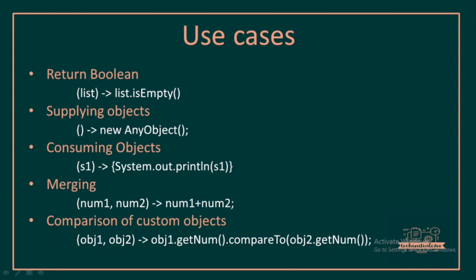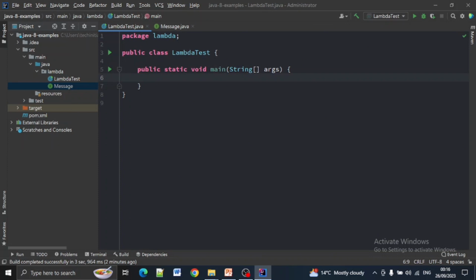The next use case can be comparison of custom objects. For example, you have two objects and each object has a property called num, and you want to compare those objects based on that property, so you can use it like this. From object 1 you get the num and then you call the compareTo method with object 2.getNum. So in this demo we will be creating a couple of functional interfaces and we will implement those functional interfaces using lambda expressions. Let's implement the Message functional interface using a lambda expression.